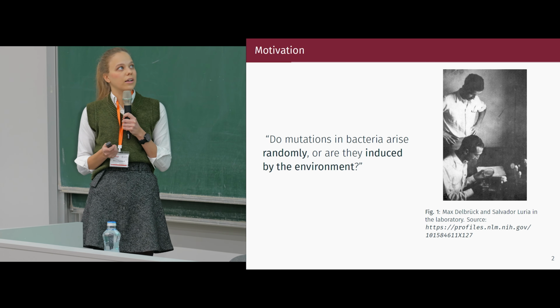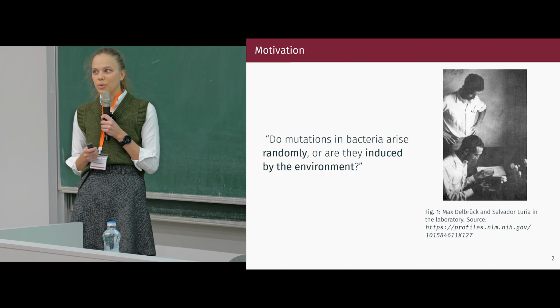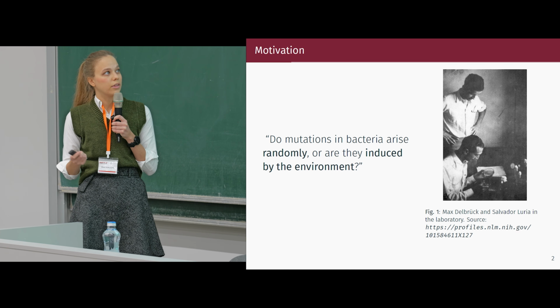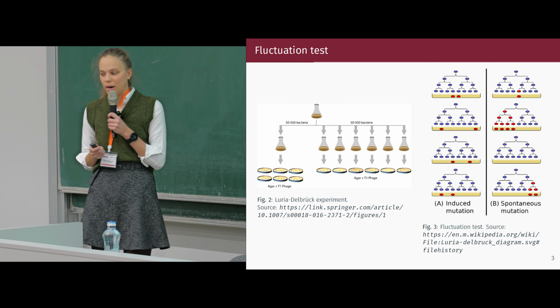Do mutations in bacteria arise randomly, or are they induced by the environment? This fundamental evolutionary question was asked by Max Delbrück and Salvatore Luria in the 1950s, and the answer came through what is now known as the fluctuation test. So, what is it about?